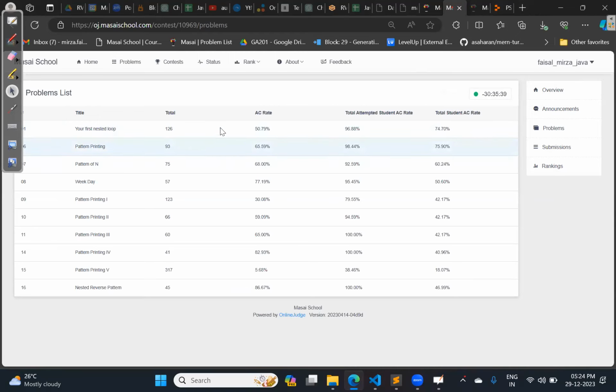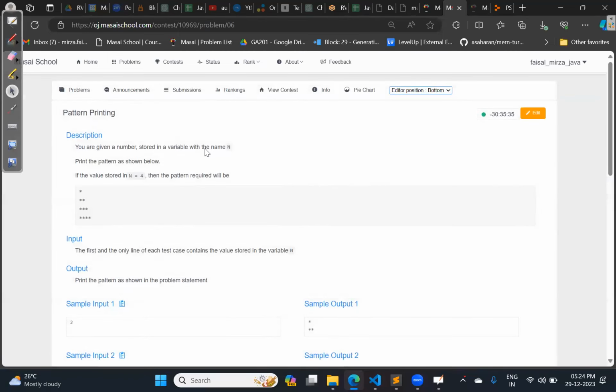So your first nested loop question, I think this question is easy. It is pattern printing. Everyone saw this question? How many of you have solved this question? Please type in the chat if you have solved this question.